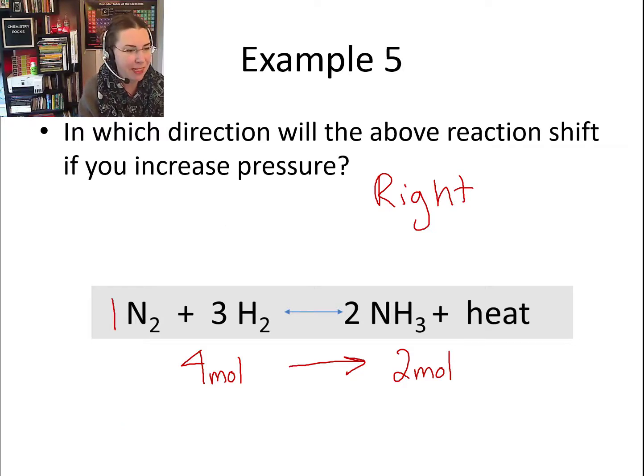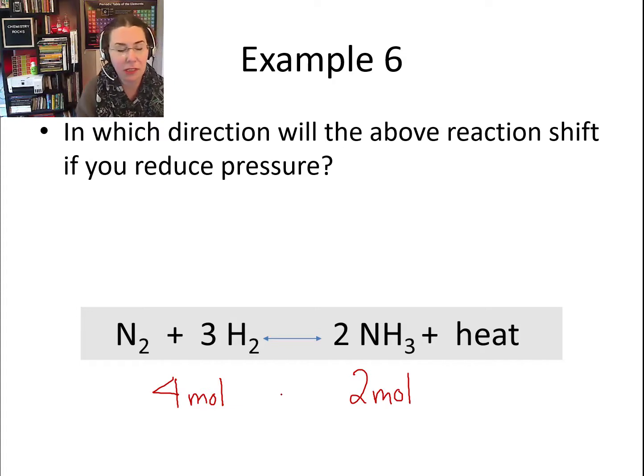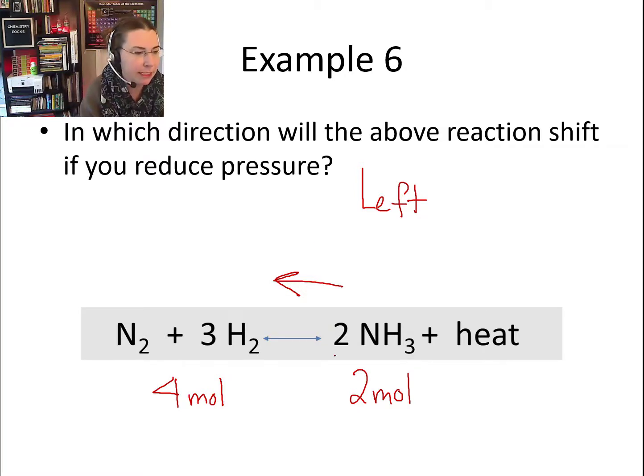Okay? Let's look at the next question. In which direction will the above reaction shift if I reduce the pressure? So once again, on the left I have 4 moles, on the right I have 2 moles. So if I reduce the pressure, I'm going to move to where there's more stuff. So that means I will shift left. Pressure always favors the side or wants to move toward where there is less stuff if we increase it, or where there is more stuff if we decrease it. Alrighty.